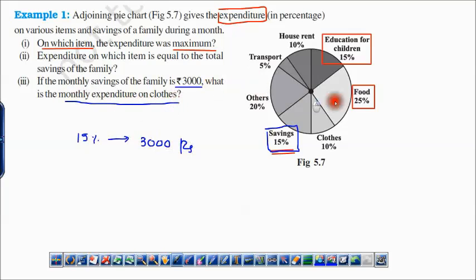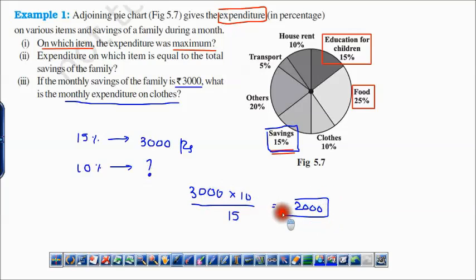तो क्लोथ्स 10% है. सो 15% इज 3000, देन 10% इज हाउ मच. क्रॉस मल्टीप्लाई. आंसर इज 2000 rupees. Sum over. So write down the answers of all the questions and move ahead. Example number 2.